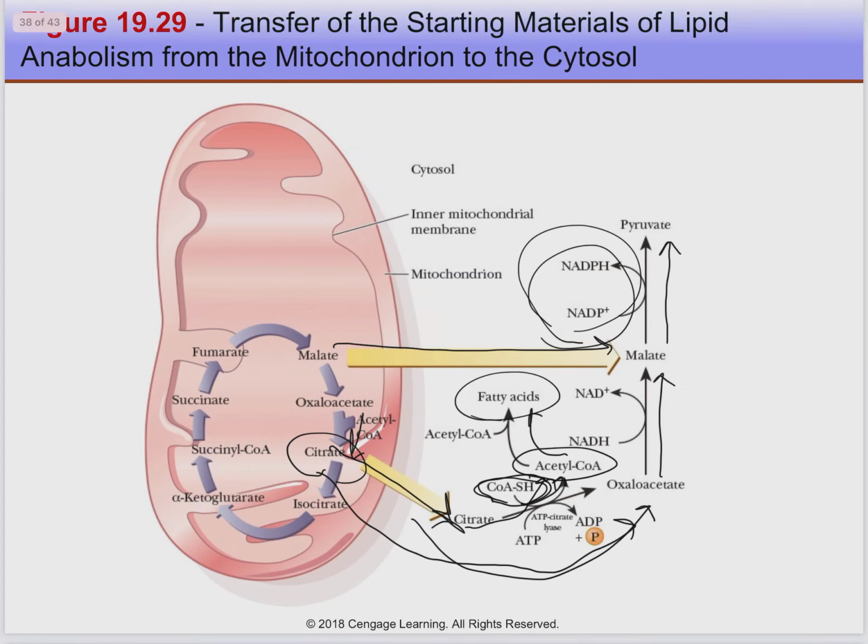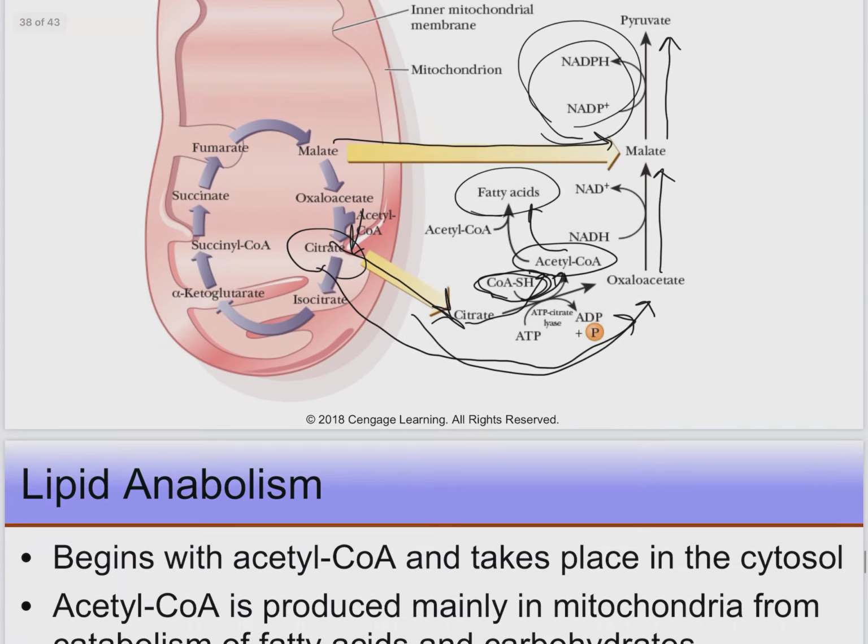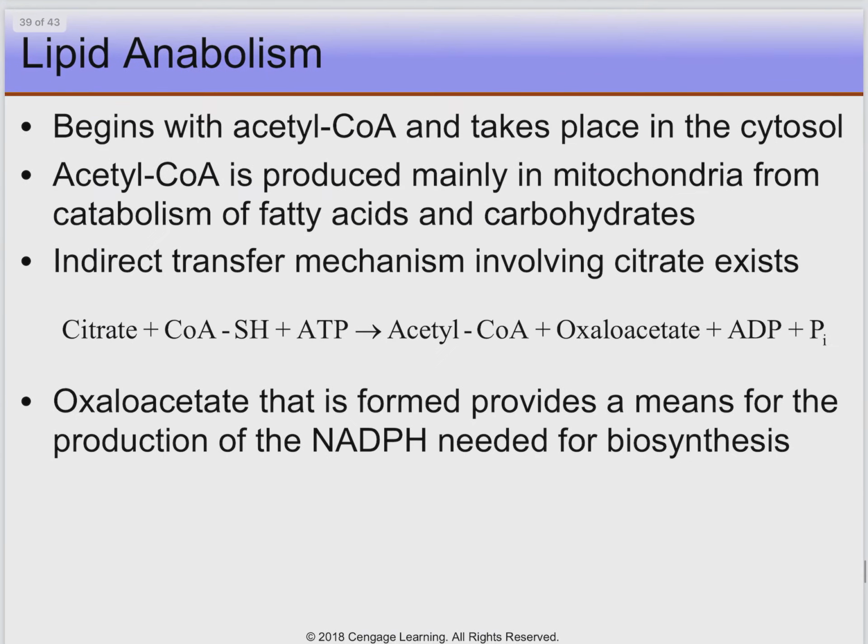And again, what we're talking about here is how the materials for lipid anabolism, building of lipids, get exported from the mitochondria, because again, a lot of these intermediates in this citric acid cycle are the starting points for those building processes. So again, this kind of summarizes it. And the oxaloacetate that is formed provides a means for the production of NADPH. Because again, we don't want to use up oxaloacetate from the citric acid cycle. That needs to be there.